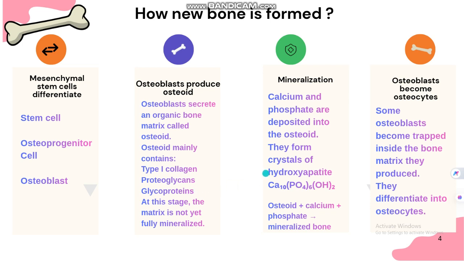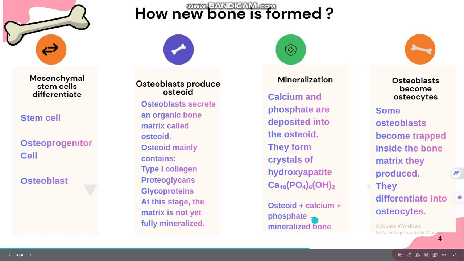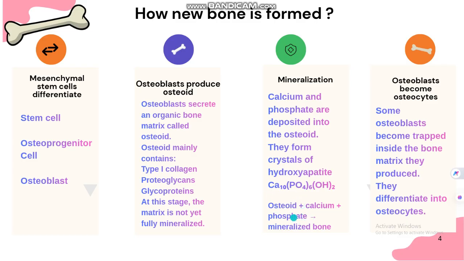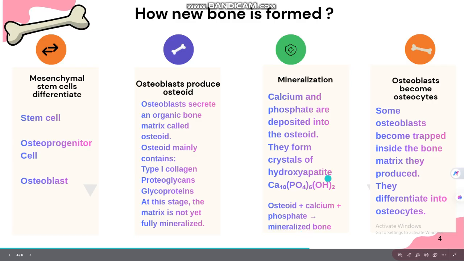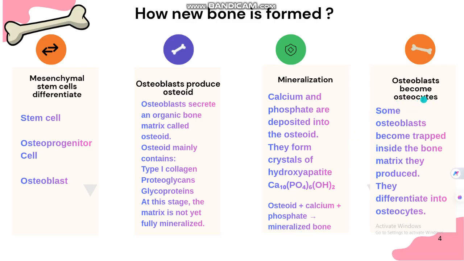In the next step, calcium and phosphate ions get deposited into the osteoid. They start forming crystals, and these crystals are called hydroxyapatite. These crystals give the bone hardness, strength and also resistance to compression. Finally the calcium and phosphate ions get deposited over the osteoid and make the bone a mineralized one.